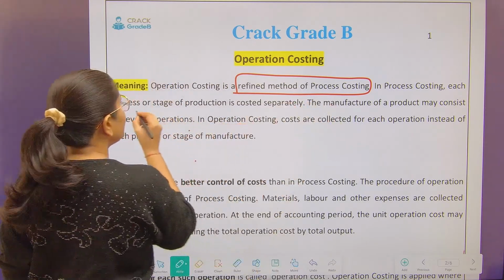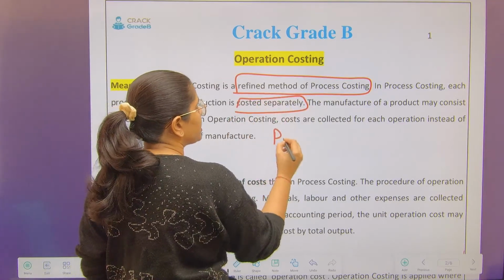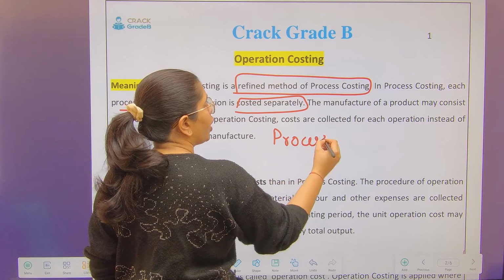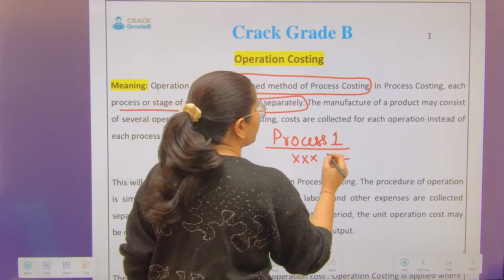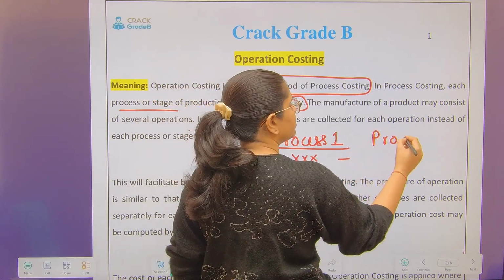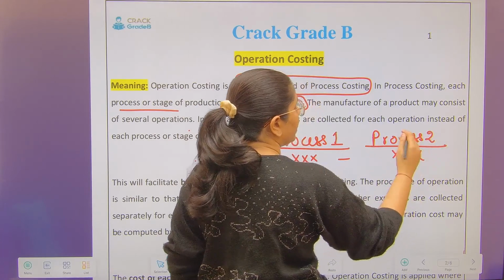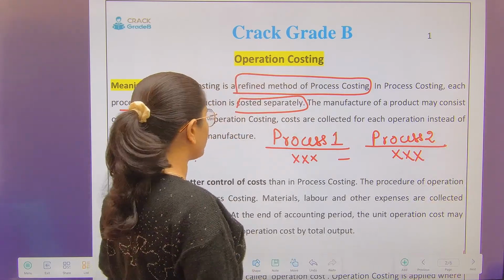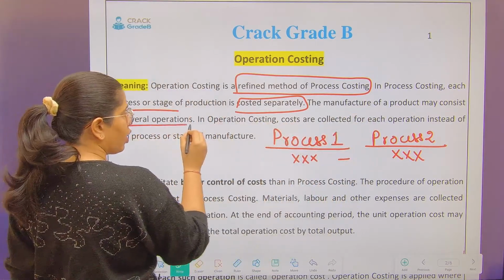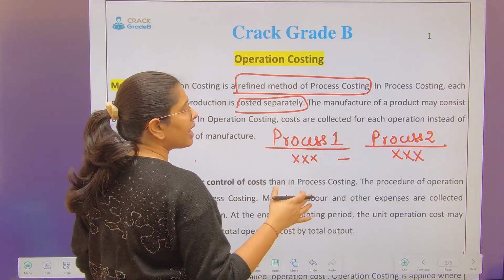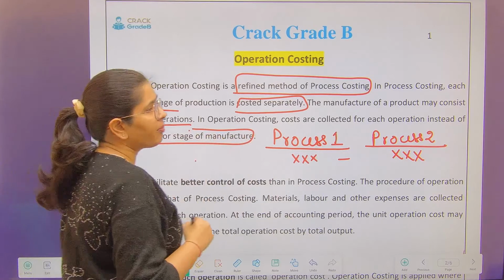In process costing, each process or stage of production is costed separately, like process 1. The total cost of process 1 will be written over here, then the total cost of process 2, and that's how the calculation will go on, and after that the total cost will be calculated. The manufacture of a product may consist of several operations. In operation costing, costs are allocated for each operation instead of each process or stage of manufacture.